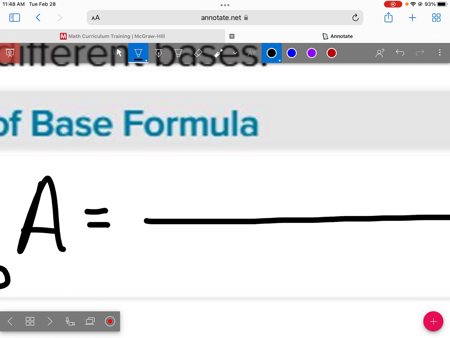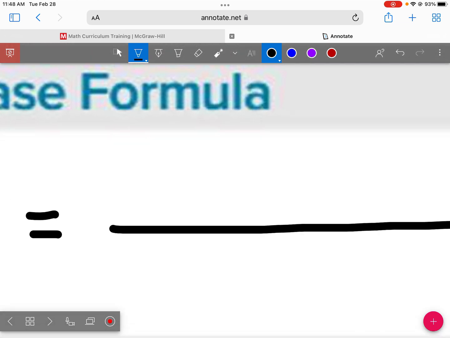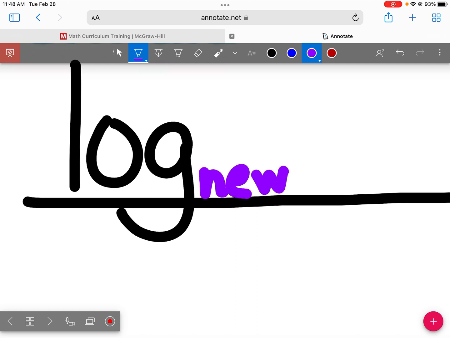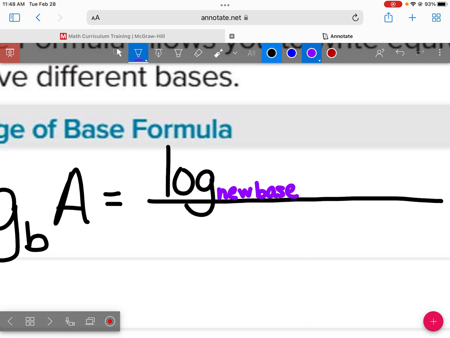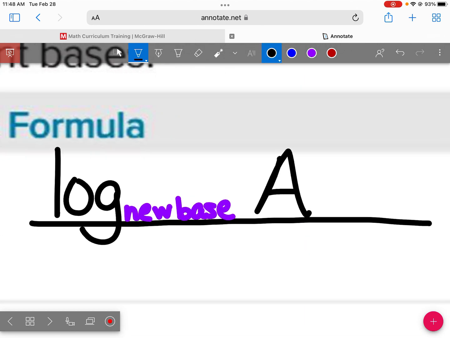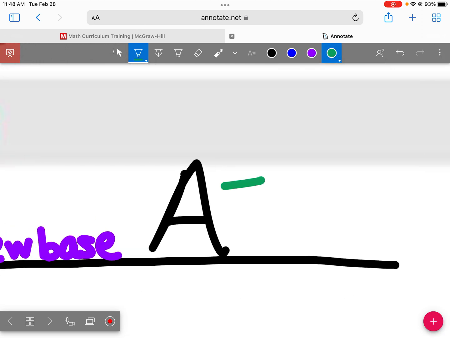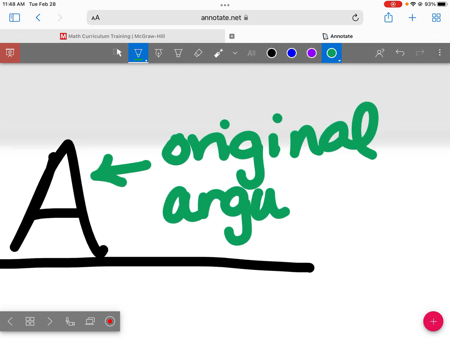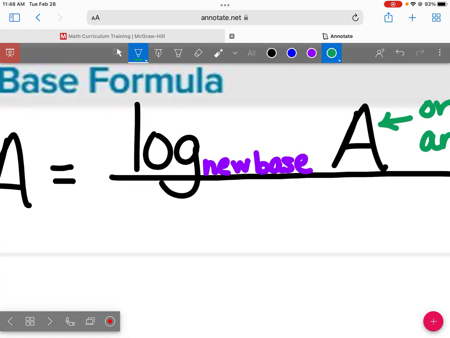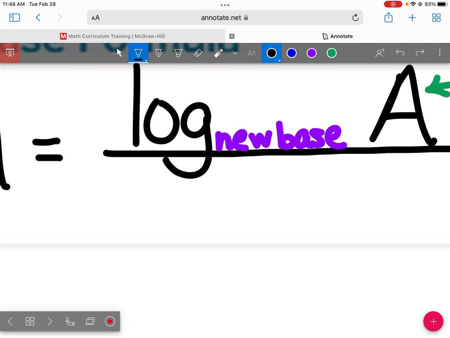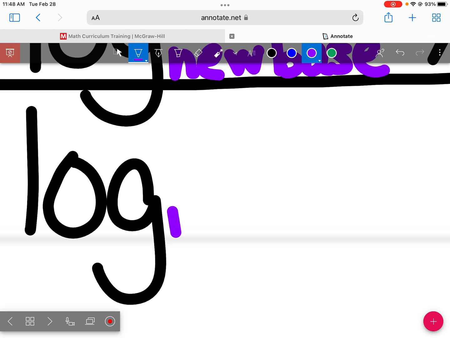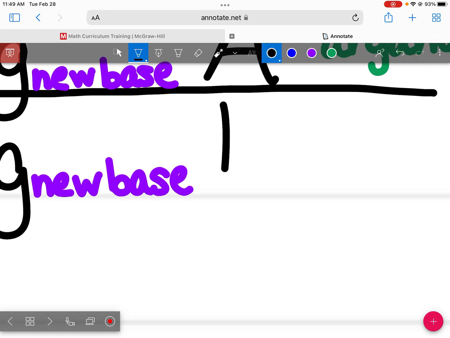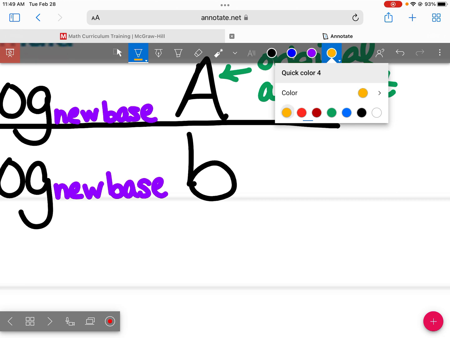It's going to turn it into a fraction when I change the base. Up in the numerator, I will have log of my new base and the original argument over log of the new base that we chose, and then this will have b, the old base, as this argument.